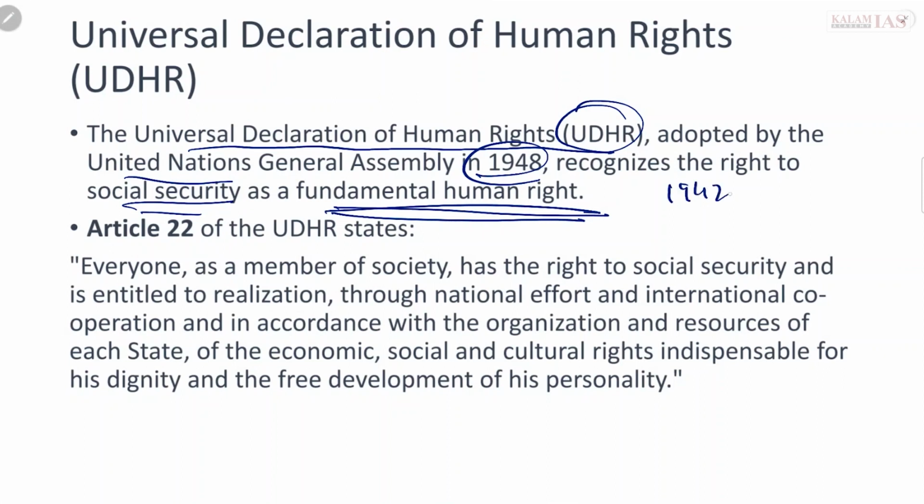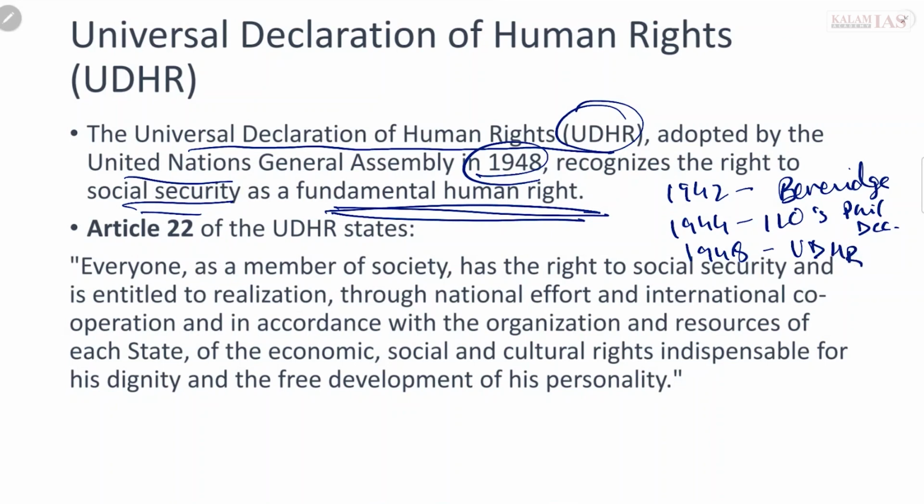In 1942 we already have the Beveridge Report. In 1944 we have the ILO's Philadelphia Declaration. In 1948 we have the Universal Declaration of Human Rights. All of these call for social security as well as labor welfare. So this is a very important time frame in which labor rights were being taken very seriously by the entire world. Okay.